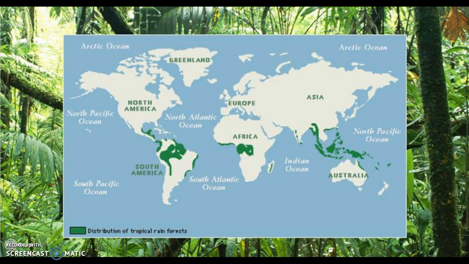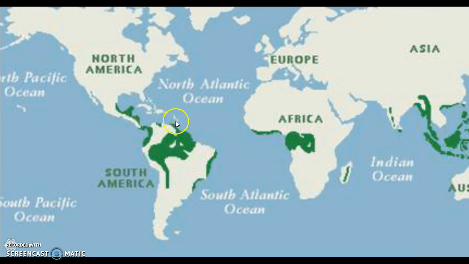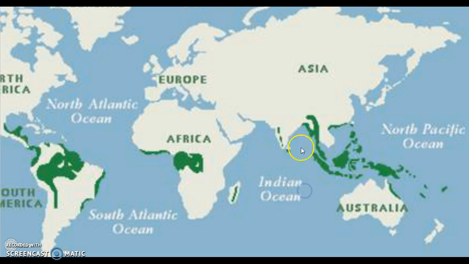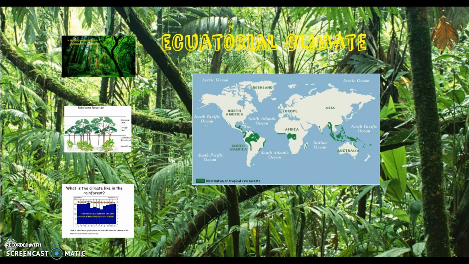Alright, and in which parts of the world do you have the rainforest and the equatorial climate? As you can see, in South America, overall in the Amazonia, in some places of Central Africa, overall in Congo, and in some places of South Asia and Oceania. This is according to the equatorial climate.